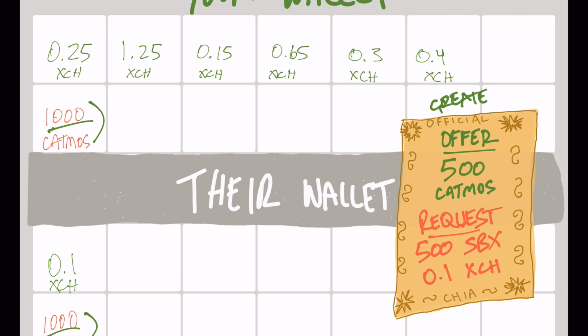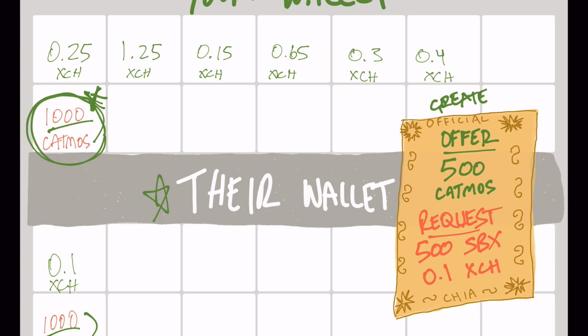Your wallet knows that you created this offer, so it knows that it should reserve the coins that it's going to need to execute that offer when it is eventually accepted by our friend here. So what your wallet will do is it will say, okay, you created an offer for 500 CATMOS. Well, you've only got one coin of 1,000 CATMOS, so we're going to have to reserve that whole thing. And no one else can do anything with that until this offer file is transacted or executed or canceled.